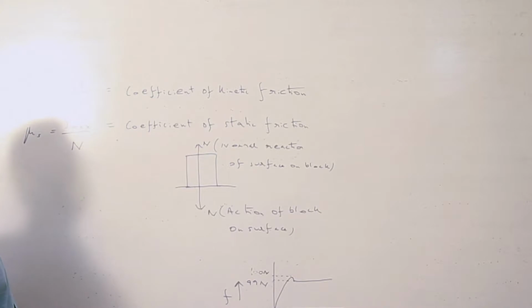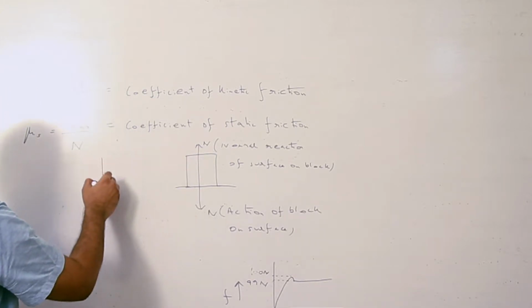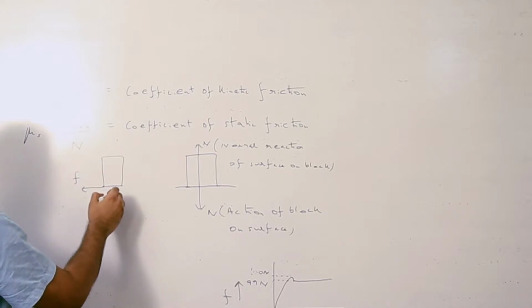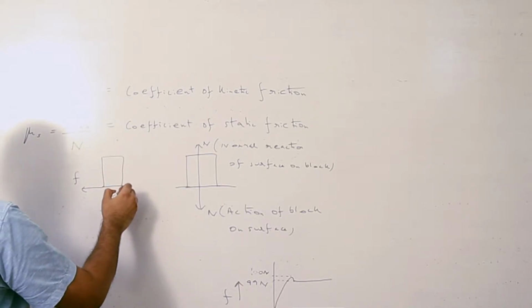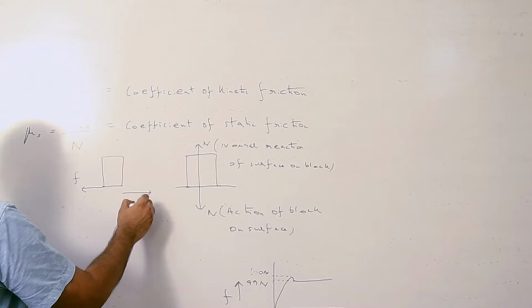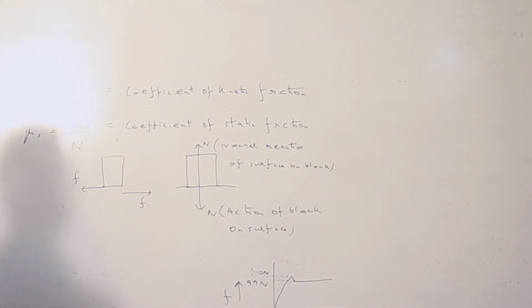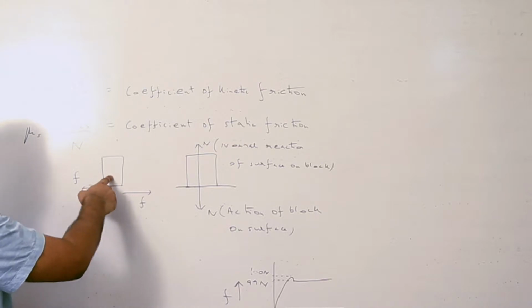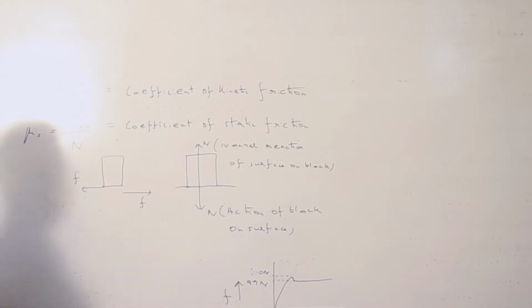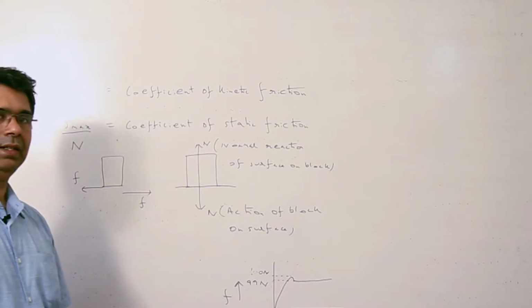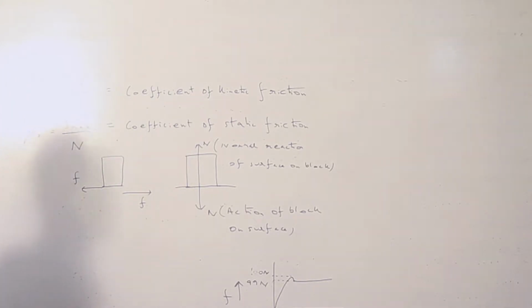So N is the action of block on surface, and this N is the normal reaction of surface on block. Similarly, friction also acts in an action-reaction pair. So the surface which is having this block on top of it will give friction to this block, and the block will also give an equal and opposite force to the surface. So friction also is an internal force, and therefore friction also acts in an action-reaction pair.